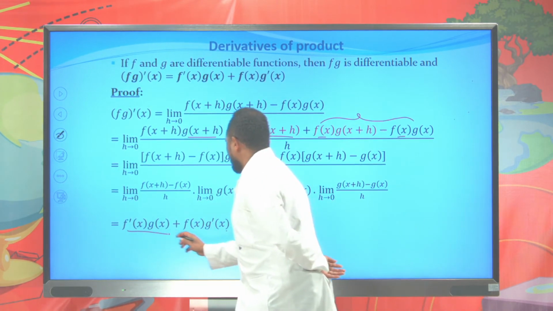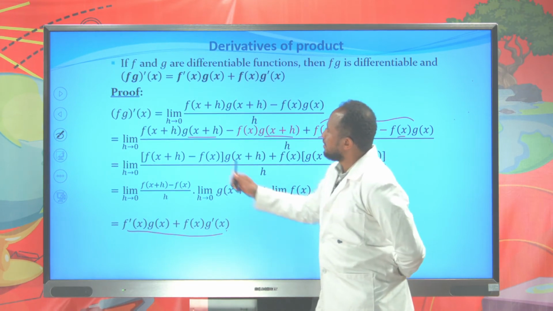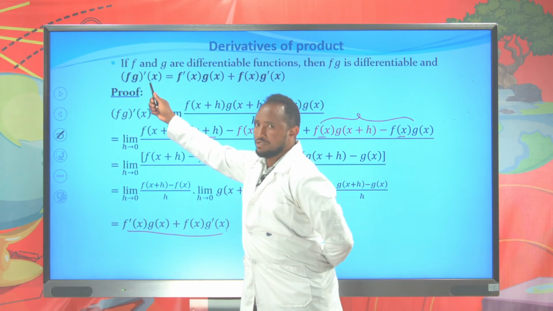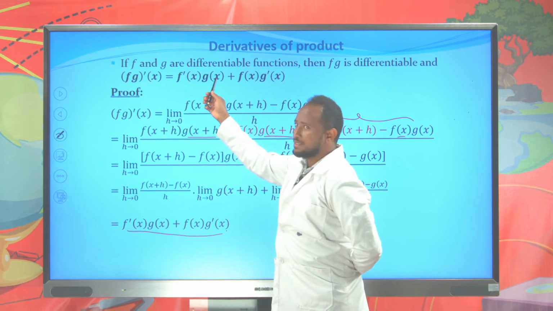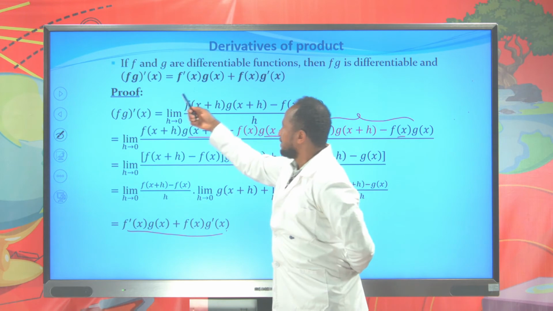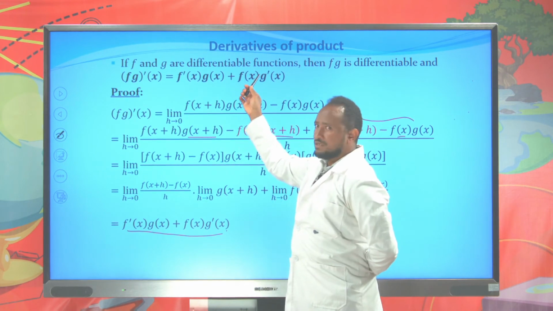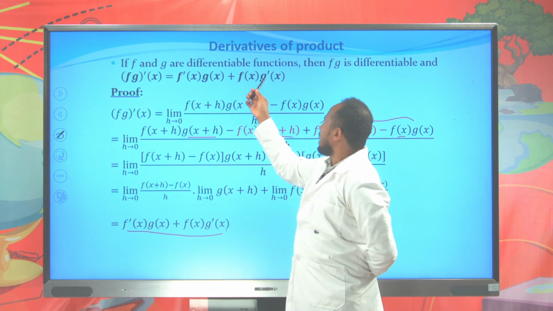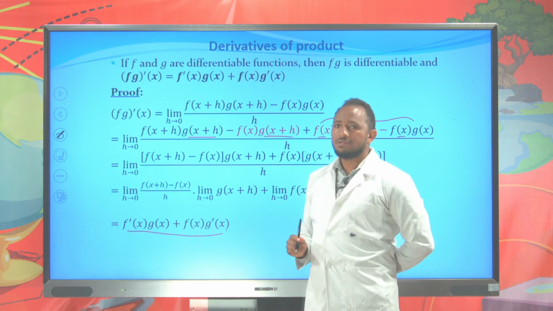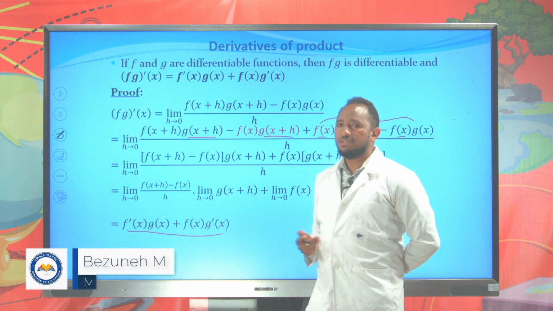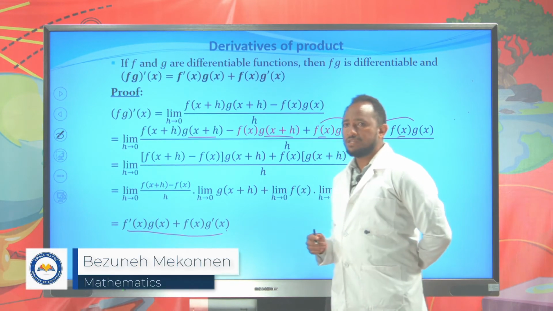So simply, to find the derivative of a product of functions, take the derivative of the first function and multiply it by the second, plus the first function times the derivative of the second function. So this is how we derive the product rule for two functions. Now let's see an example of this.